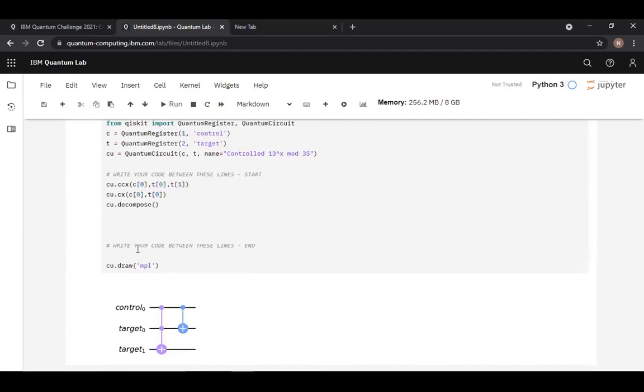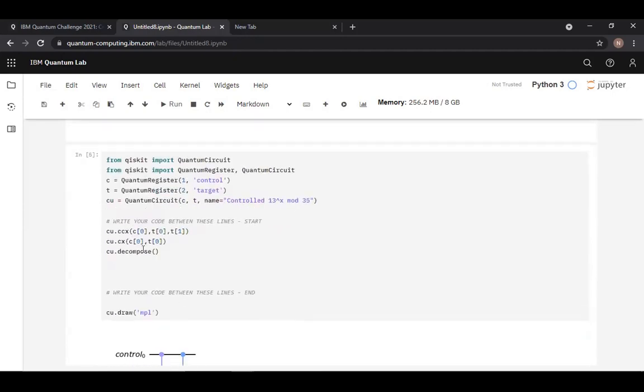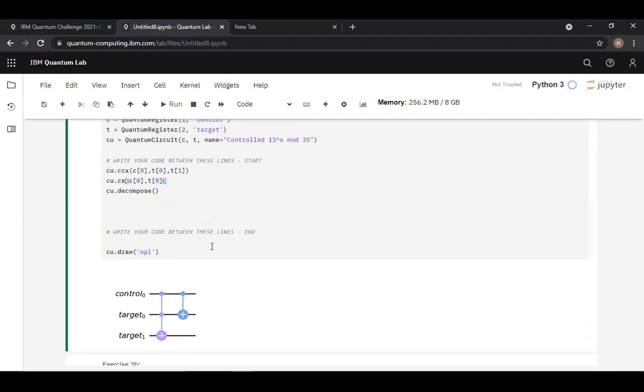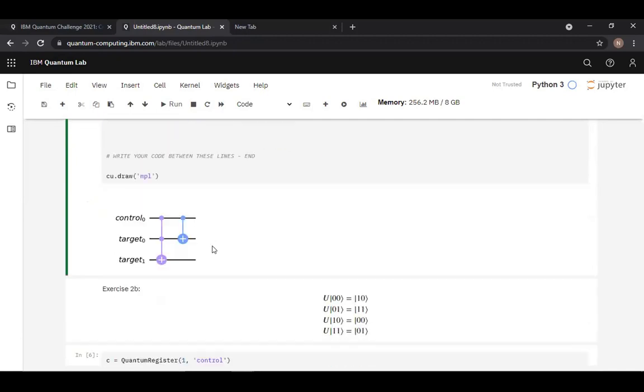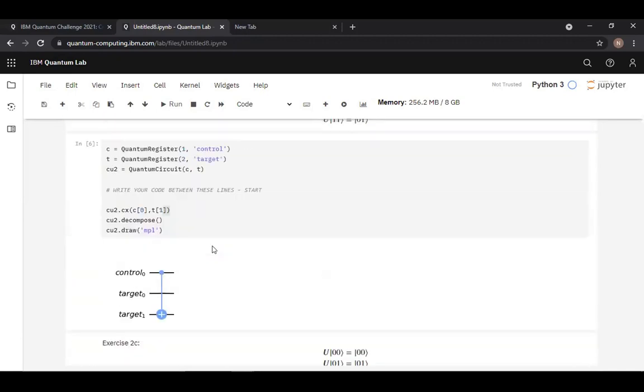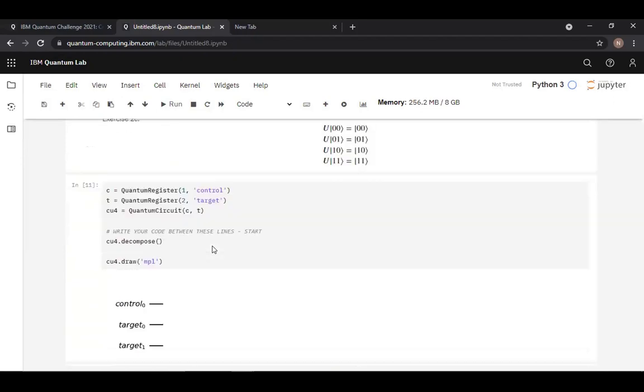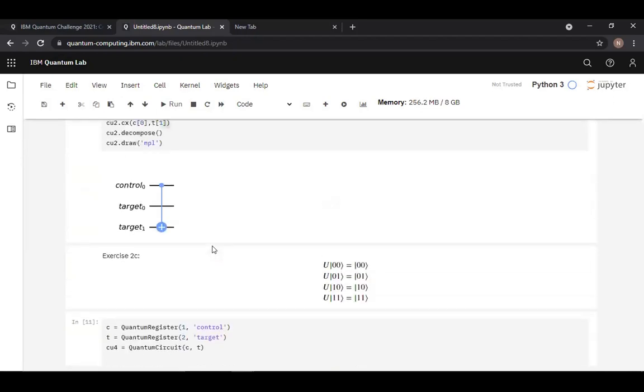The other thing which you should remember is that, since you're using CX and CCX, it's better to write this decompose statement, which basically means it will decompose all the gates which are there, like the Toffoli gate and the CX gate, into a more elementary set of gates. That can be done for transpilation purposes. So this was exercise 2 which we had completed.